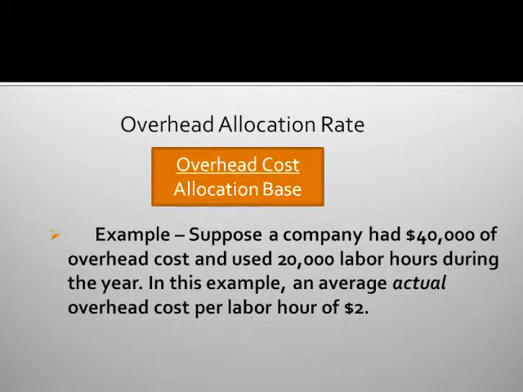The first example we will introduce is the definition of overhead as well as overhead allocation rates. Overhead is all materials other than direct labor and direct materials, which include indirect material and indirect labor. The overhead allocation rate equation is overhead cost divided by allocation base. For example, suppose a company had $40,000 of overhead cost and used 20,000 labor hours during the year. In this example, an average actual overhead cost per labor hour would be $2.